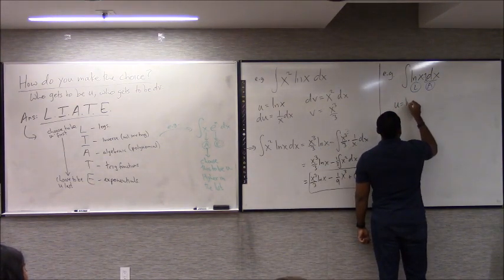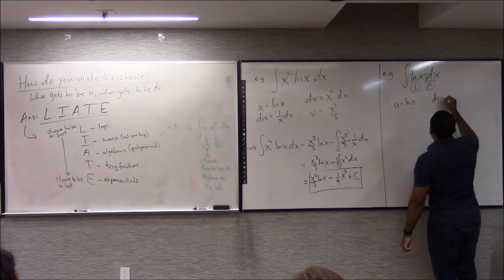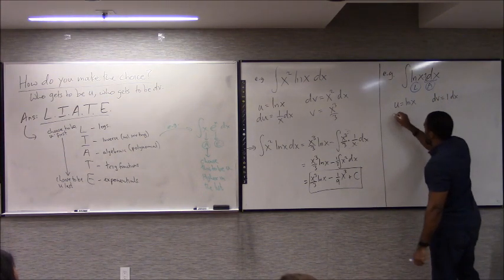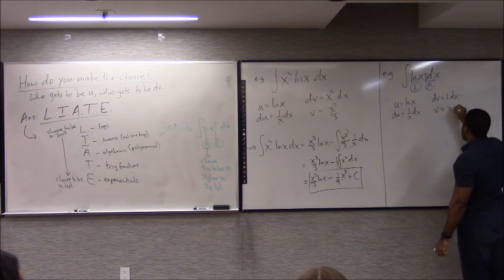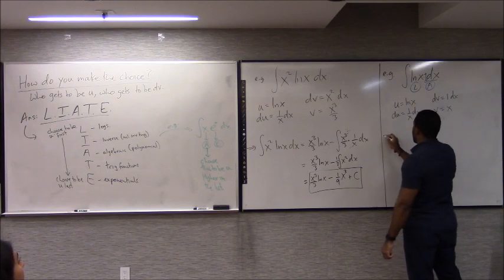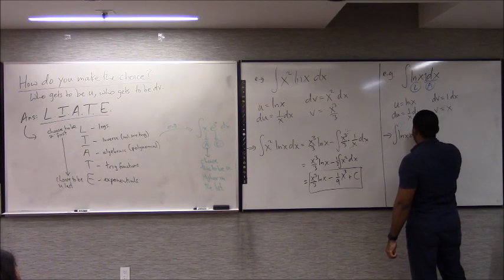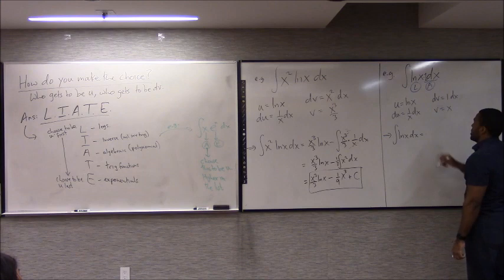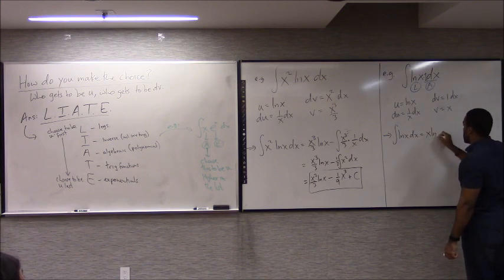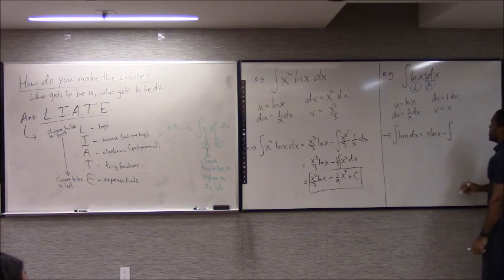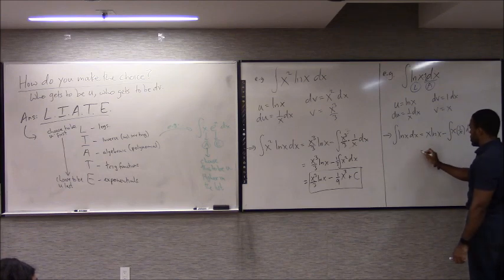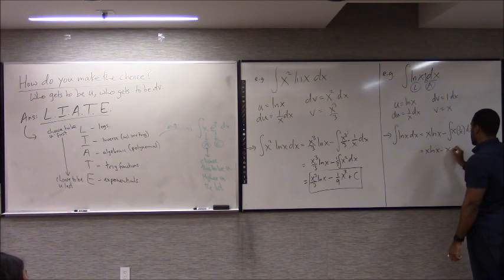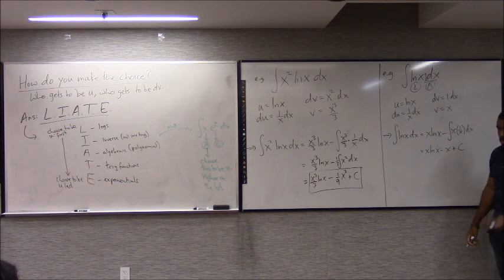So u would be ln x. My dv will be 1 dx. If I differentiate this, I get 1 over x dx. If I integrate this, I would get x. And so, plugging this in, we get u times v minus the integral of v du. The x's of course cancel. This is the integral of 1. We get x ln x minus x plus c. And that's where the formula came from.